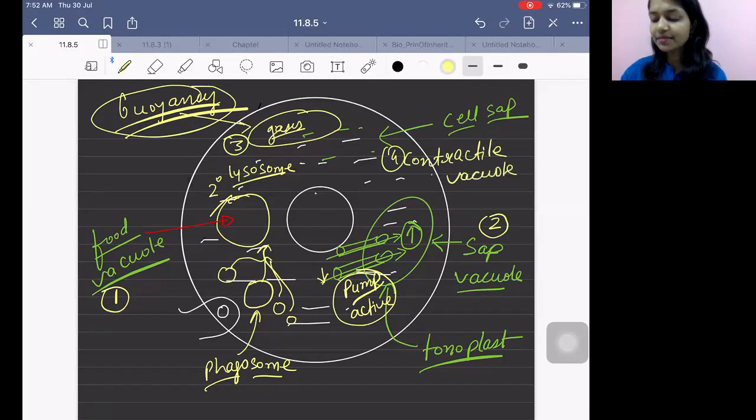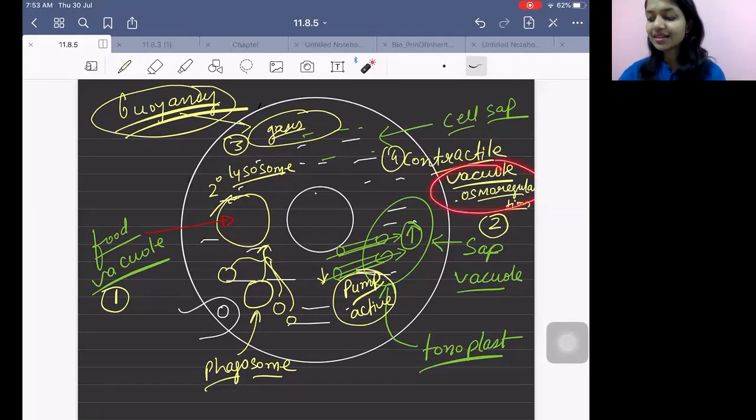So where do you get them? In protista, algae. The organisms which are found in water. Why? Because that will help in entry and exit of water. It helps in maintaining osmoregulation. What is osmoregulation? Maintaining solute and solvent concentration. How much fluid should be there? How much salt should be there? That is osmoregulation, and that is done with the help of the contractile vacuole.